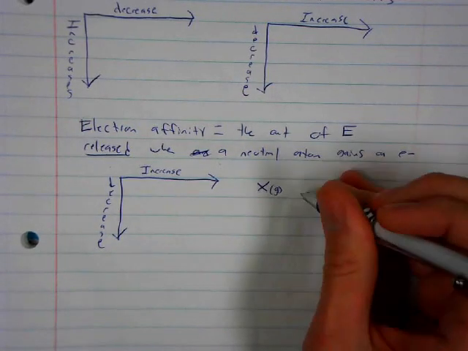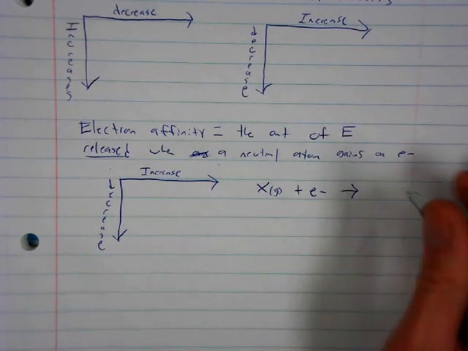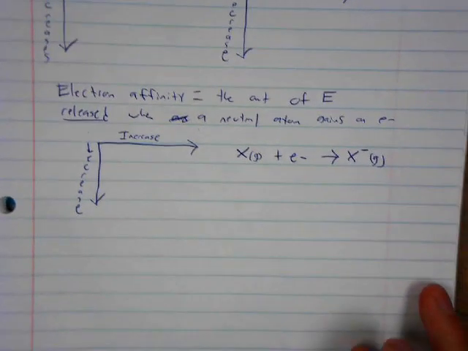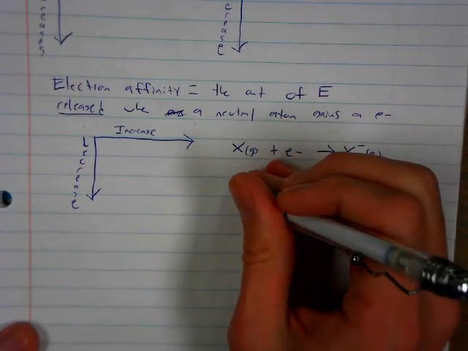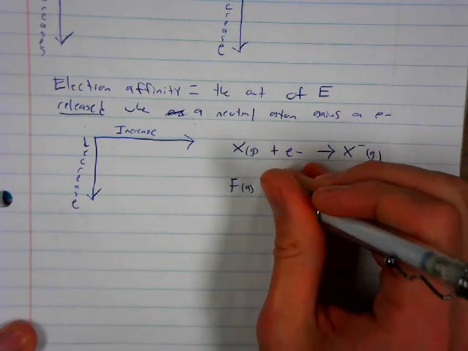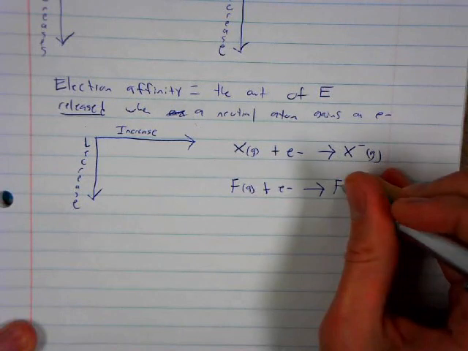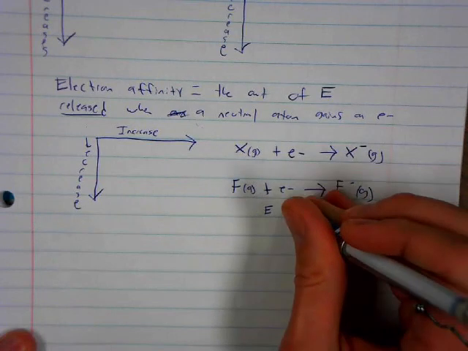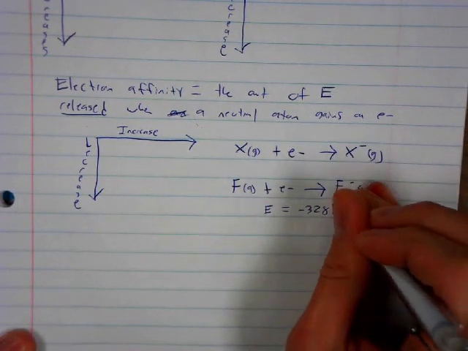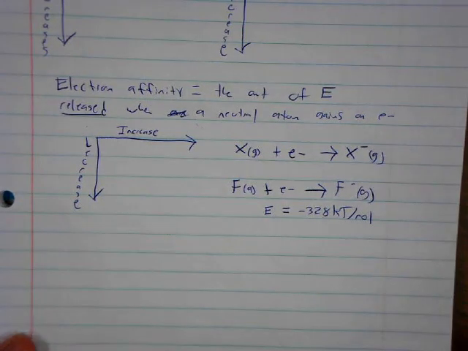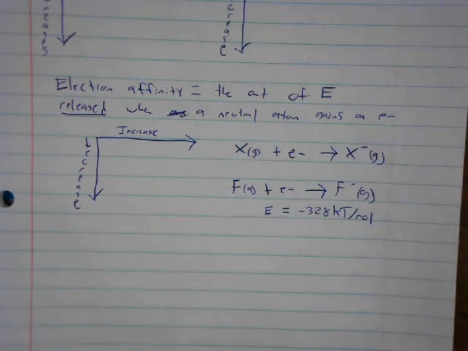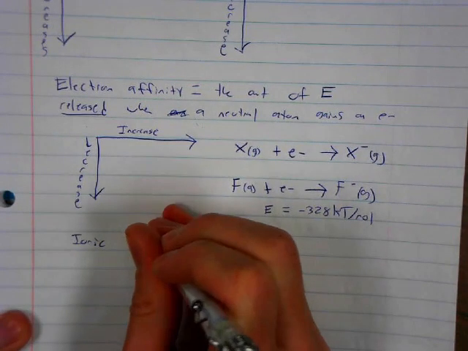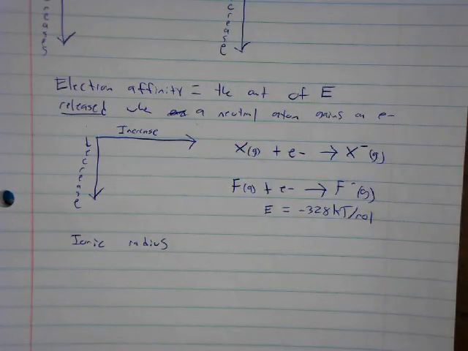When a neutral atom gains an electron. So you might see something like this: X, some kind of gas, plus an electron yields an ion of gas. You might see an equation something like this. Or more specifically, here's my fluorine, which is a gas, plus an electron. That gives me F minus, which is a gas. And then the energy for this would be like negative 328 kilojoules per mole. Decrease down, increase to the right.